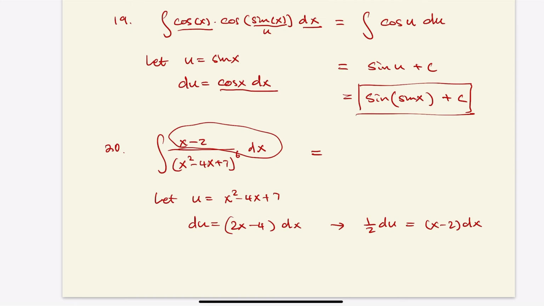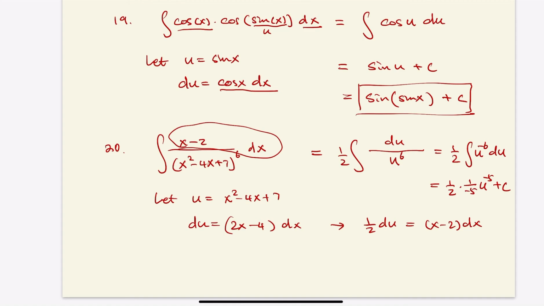So that expression changes to the integral, 1/2 you can take it out, 1/2 times numerator du. The denominator is u, so u to the 6th power. So that becomes 1/2 integral of u to the negative 6 du. So power rule: 1 over negative 6 plus 1 is 1 over negative 5, u to the negative 5 plus c.